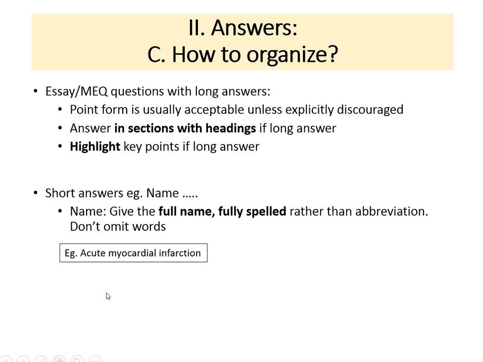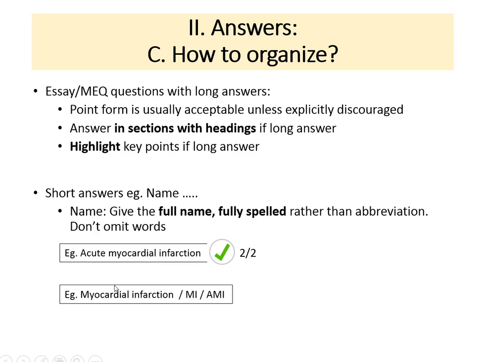Don't omit words. For example, if the answer is acute myocardial infarction, this is what will get you full marks: 2 out of 2 marks. If you give an answer like myocardial infarction, we're not sure that you really know it's acute. What if you actually thought it was a healed myocardial infarction or an old myocardial infarction? Or even worse, if you just give us abbreviations, we're not sure that you actually know what these abbreviations stand for. So you will not get the full mark for these types of answers, and the marks can actually range depending on how strict the tutors are.